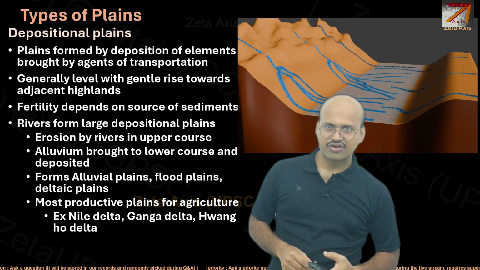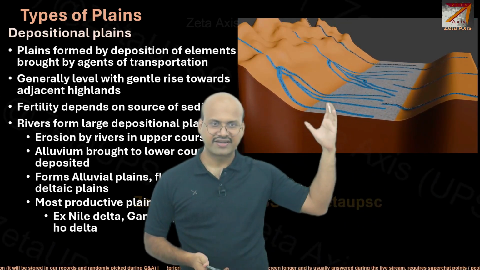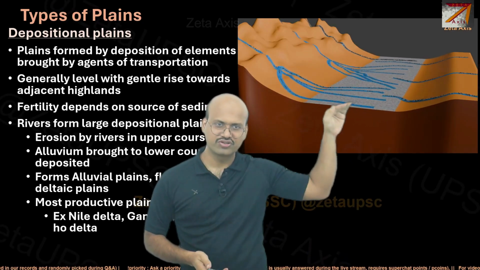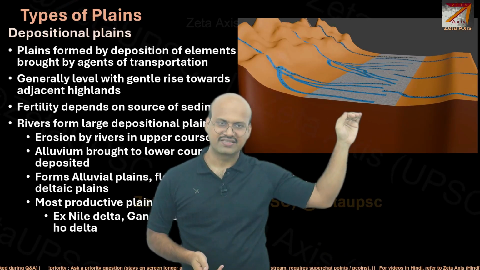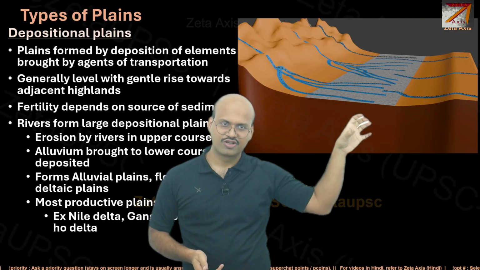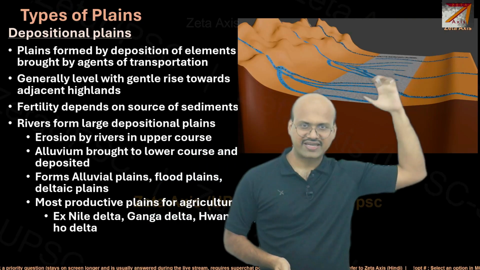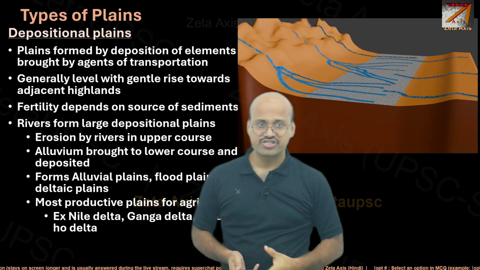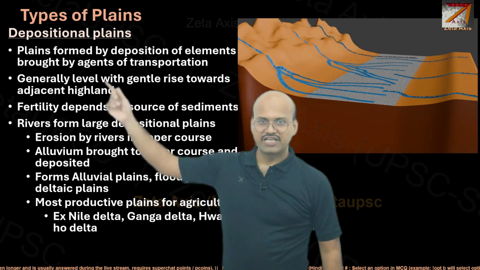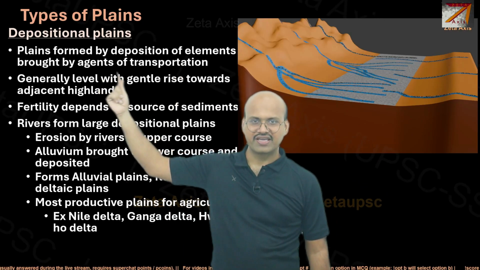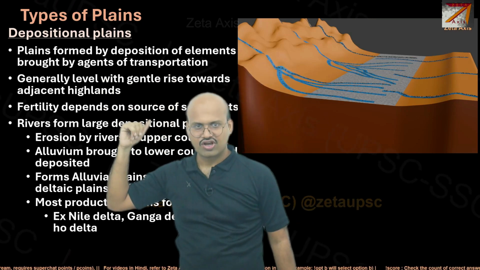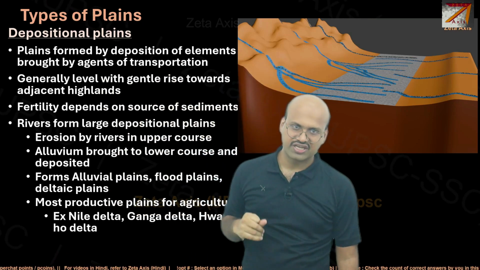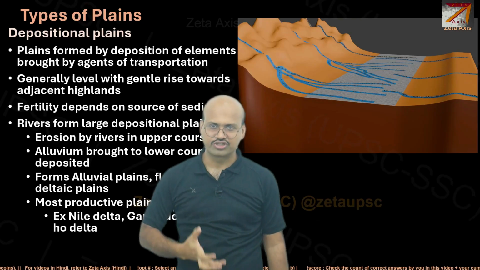Depositional plains. Here we can see the example of our Gangetic plains. Because of erosion, which brought the sediments into this area where there was a depression, we got a plain region. So our Gangetic plains are a good example of depositional plains. Plains formed by deposition of elements brought by agents of transportation. Here we can see rivers, but it could be glaciers as well as wind or waves which could bring the sediments and deposit them in a region.